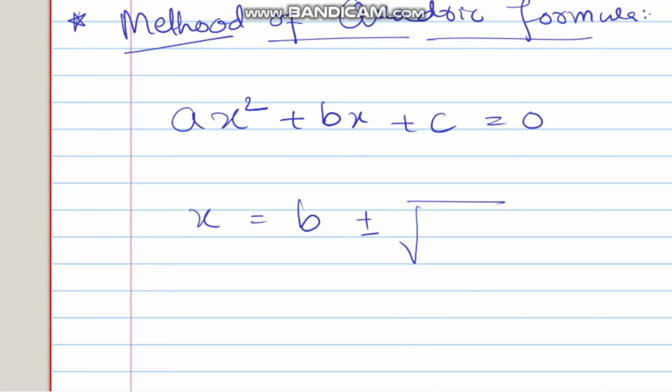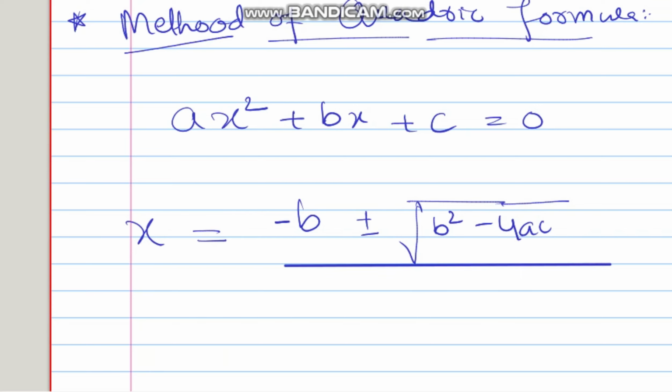So what is the quadratic formula? Please remember this quadratic formula: x is equal to minus b plus minus the square root of b square minus 4ac, and this is whole divided by... sorry, let me write it in a clearer form. Okay, this is x here, x is equal to this thing, and now this is whole divided by 2a.